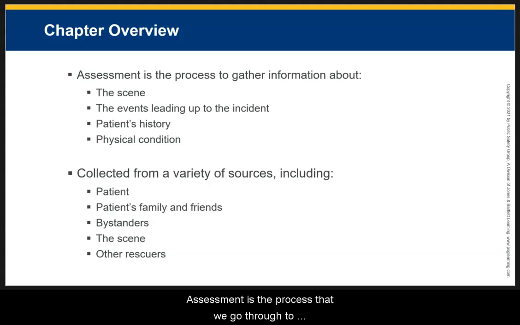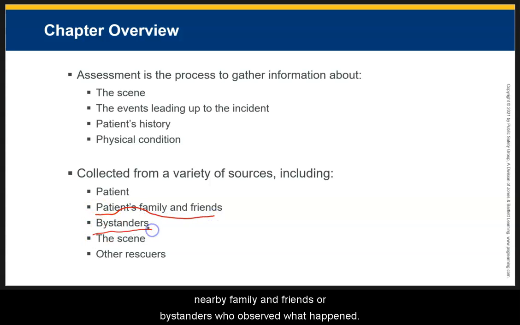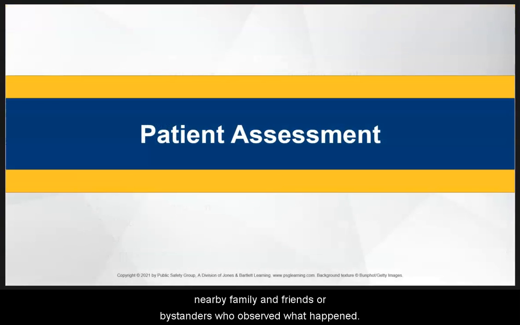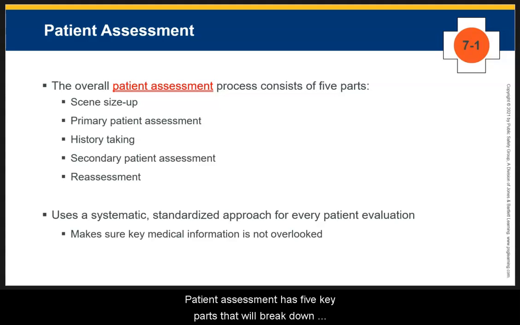Assessment is the process that we go through to determine a patient's history and physical condition, and we don't only just rely on the patient, we may rely on nearby family and friends or bystanders who observed what happened. Patient assessment has 5 key parts that we'll break down throughout Chapter 7.